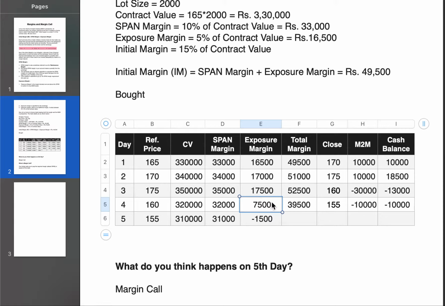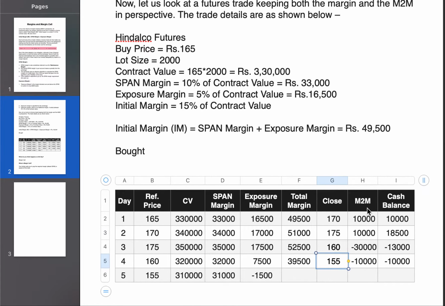I am supposed to have a higher margin with me, but since my span margin is already satisfied, I'm supposed to have 10% of the CV as my span margin, which is 32,000 rupees. I don't need to deposit any money because I'm still on the right side of the trade. I still am safe from any calls from the brokerage for me to deposit more money as a margin, right?